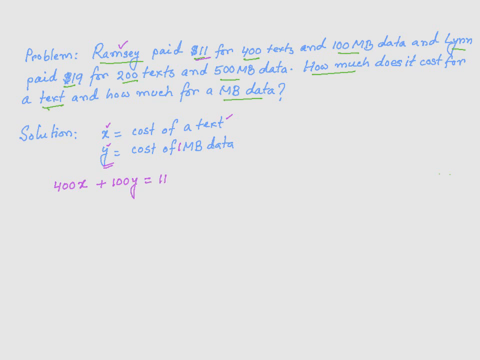Now let's do a similar equation for Lynn. She paid $19, but how many texts did she send? 200. So it's going to be 200 times x, the price of a text, plus she used 500 megabytes of data, so it's going to be 500 times y, that must be equal to 19. Now I have two equations with two unknowns, and I can solve for x and y.